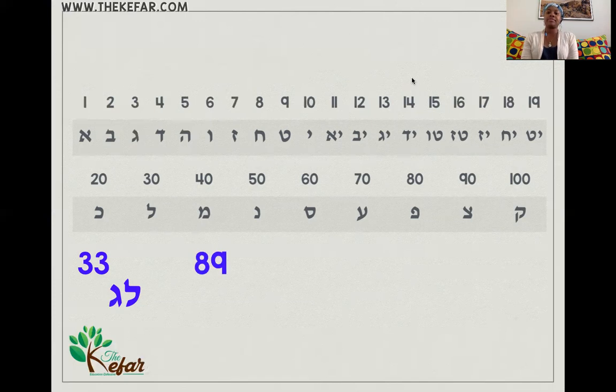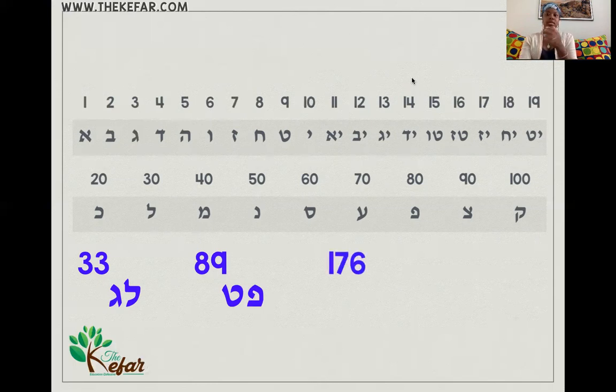89, how would you say that? 80 is Pei and 9 is Tet. So Pei, Tet is 89. Okay. And again, even though we write numbers in Hebrew from left to right, like when you're writing actual numbers, they are always from left to right, the same thing in English. But when you're writing anything in Hebrew, it's going to be right to left. Even if you're writing numbers using Hebrew letters, your numbers are going to be right to left.